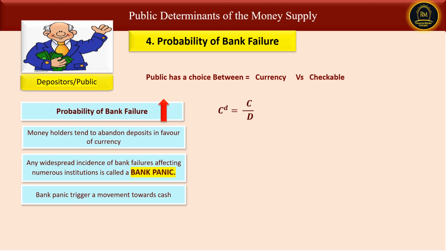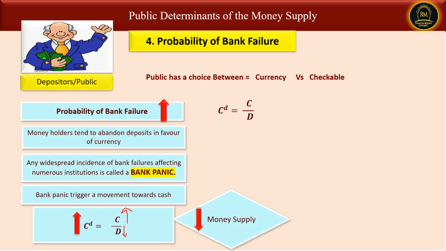Bank panic triggers a movement towards cash. As a result, the currency ratio in the economy will increase. People will hold more currency in hand and less deposit in banks. This leads to an increase in the currency ratio and a decrease in the money supply in the economy, because less deposit in banks will reduce the banks' power of credit creation and therefore reduce the money supply by the multiplier times.